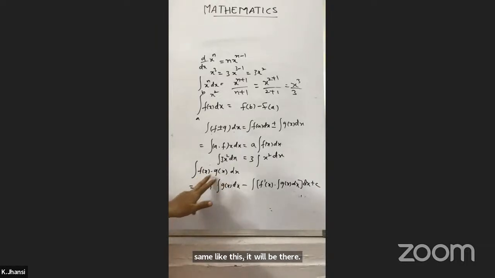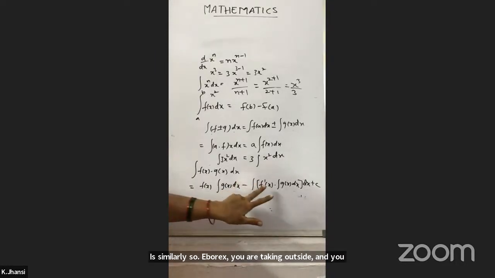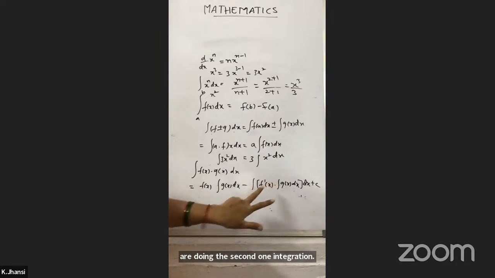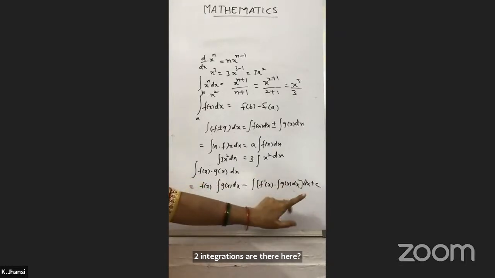And if two functions are there, e power x is there, sin x is there, similarly. So e power x you are taking outside and you are doing the second one's integration. So next, minus integration of f dash of x. Two integrations are there. Here one integration, here one integration. So that's why we are keeping the whole bracket.